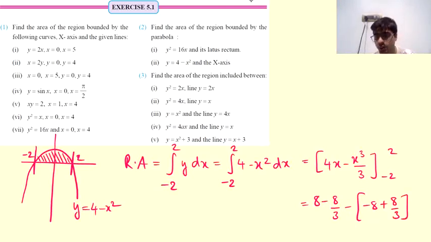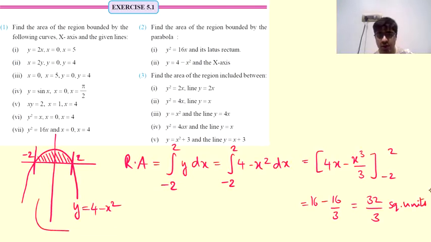Open up the bracket here along with the minus sign. So the first term becomes plus 8 and the second term becomes minus 8 by 3. We have 8 plus 8, which is equal to 16. Minus 8 by 3 minus 8 by 3, which is minus of 16 by 3. So 16 minus 16 upon 3, that's going to be 32 upon 3. And yeah, 32 upon 3 square units is the value for the required area.